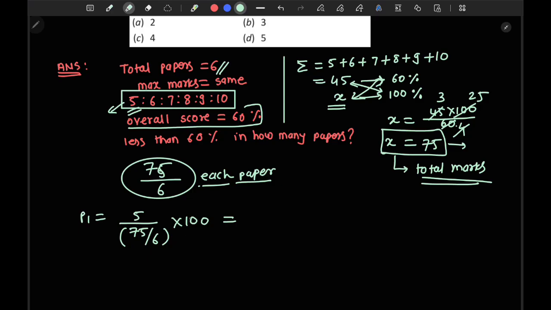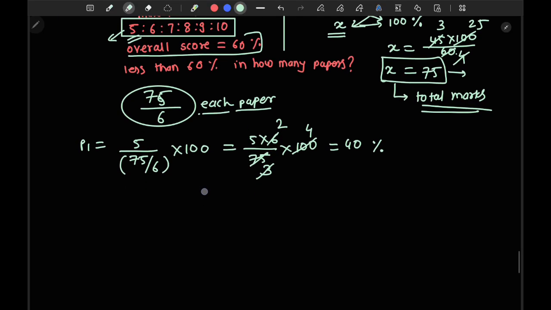So let's see how it is coming. So this will go up, right? So 5 into 6 divided by 75 into 100. So 25 3s are 75, 25 4s are 100, and 3 2s are 6. So 5 2s are 10, 10 4s are 40. So he got in paper 1 40% of the marks, which is below 60%, right? So less than 60% in paper 1.